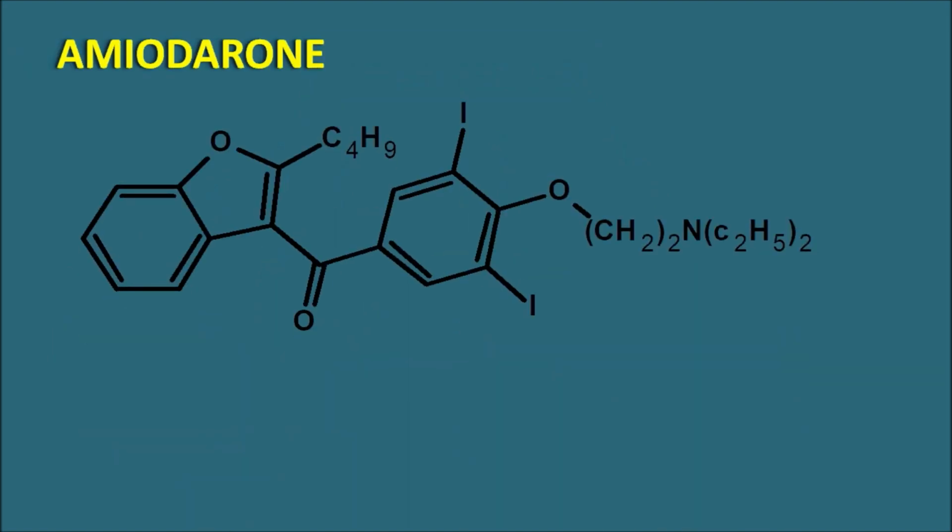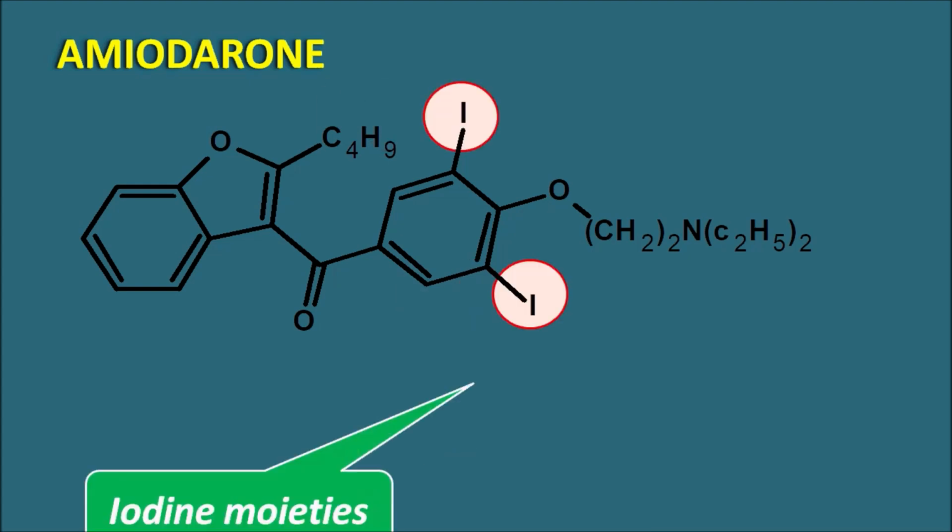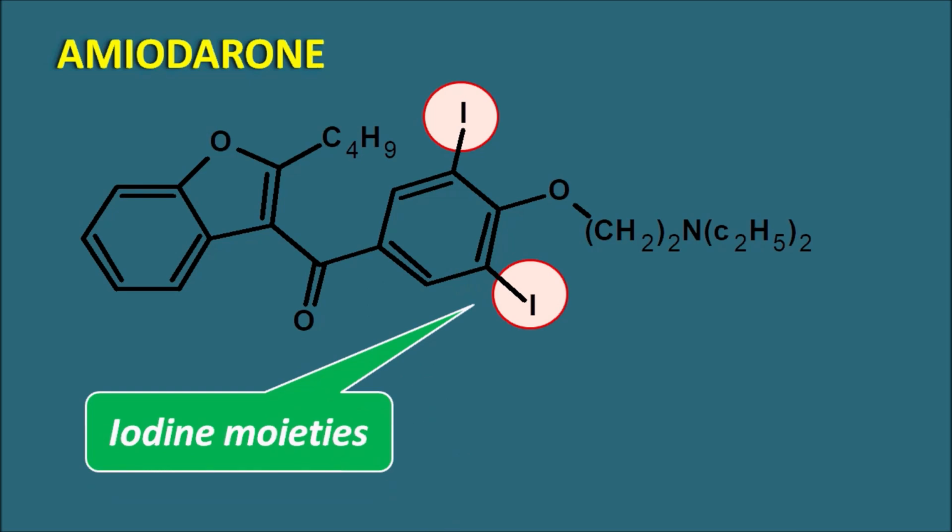So what is the structure of amiodarone? Amiodarone has a structure like this. Here we can observe that it has tyrosine-like residues. This phenyl ring is attached with two iodine moieties. These iodine moieties are responsible for a few of the side effects of amiodarone. So amiodarone is an iodine-containing class 3 antiarrhythmic agent. Here we can remember the side effects of amiodarone when we consider the iodine moieties.